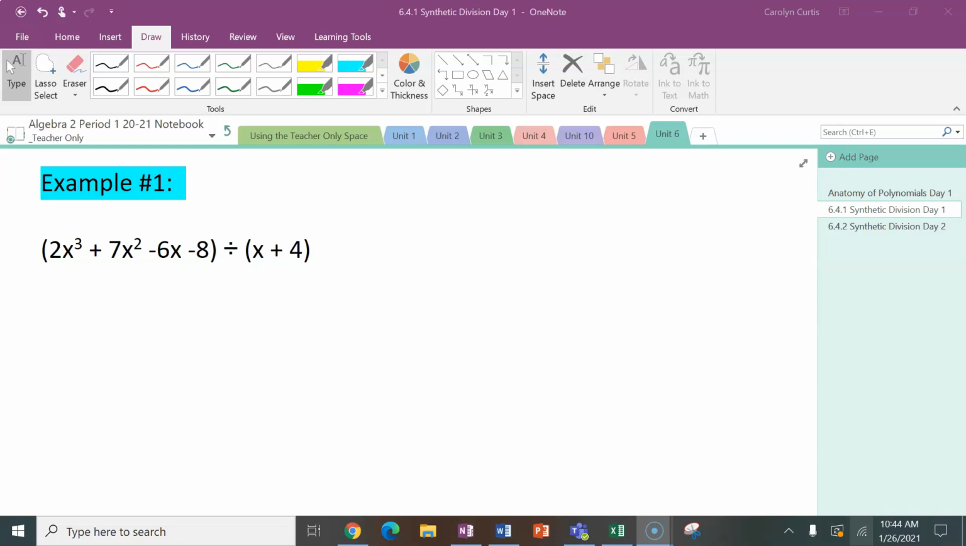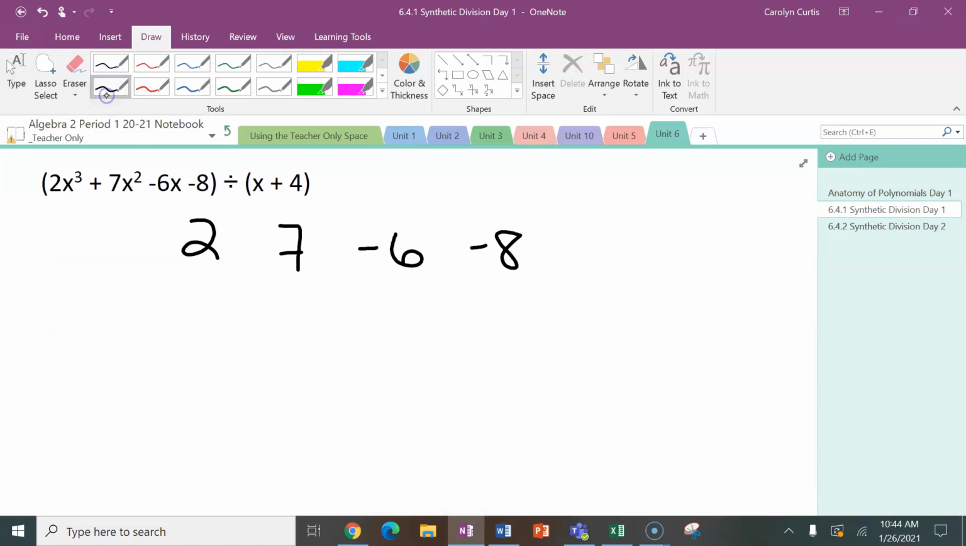So my coefficients are 2, 7, -6, and -8. So I'm going to start my synthetic division by just writing 2, 7, -6, and -8. Leave a little bit of a space between them so they're not piled up on top of each other. Now from here, you're going to make a little box. Leave some space under those numbers because you need to write other numbers in there.